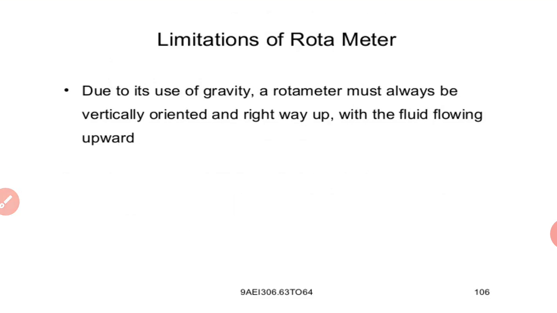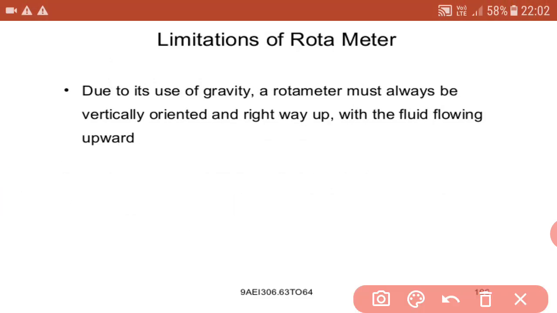Now, the limitation. Due to its use of gravity, a rotameter must always be vertically oriented and right way up, with the fluid flowing upward. If the position is changed or inclined, then it cannot work properly.